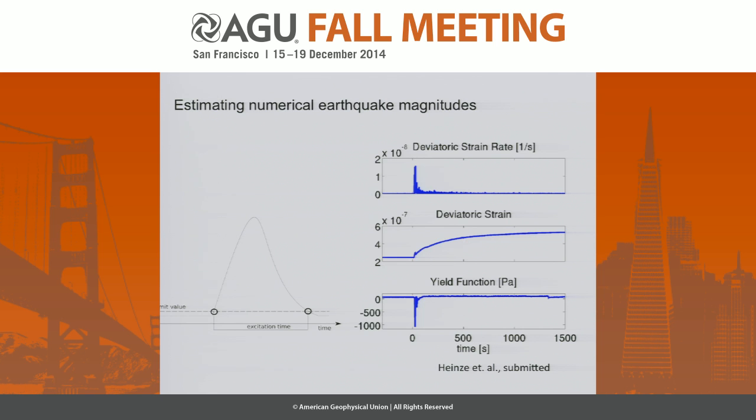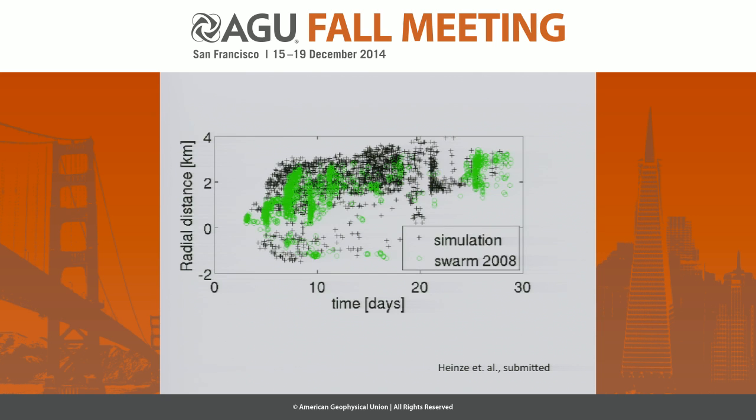We have a scheme, don't want to get into details, but the important part of this thing is to estimate numerical earthquakes. And so here we use the deviatoric strain rate when that kicks up as the start of an event, and if it happens during some excitation time, we add it all up together into one event.